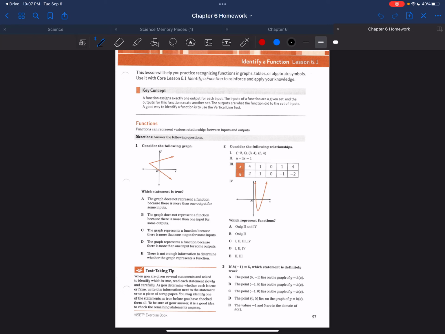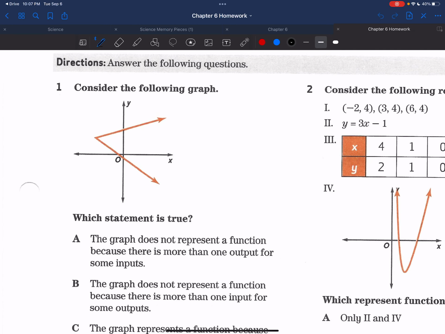I am on page 97 of the exercise book, and this is the lesson 6.1 exercise practice on identifying a function. Number 1, consider the following graph. Well, the first thing that comes to my mind is this: a vertical line, which that is not. Let's try again. Okay. This is not a function because it fails the vertical line test.